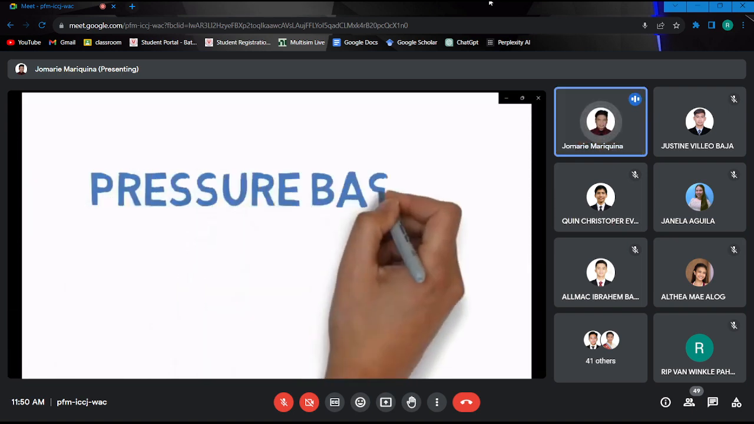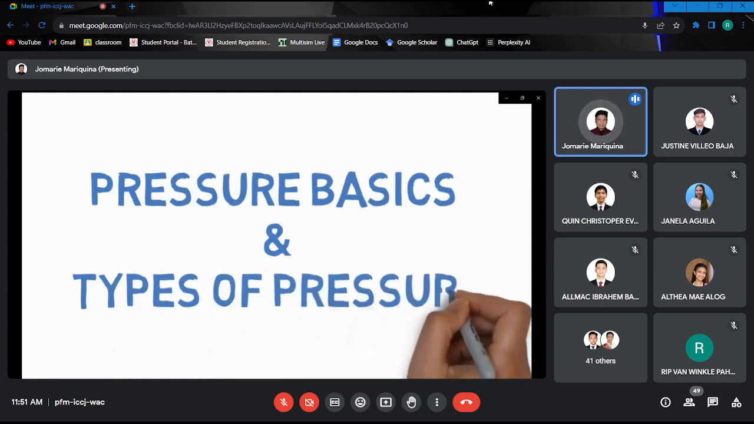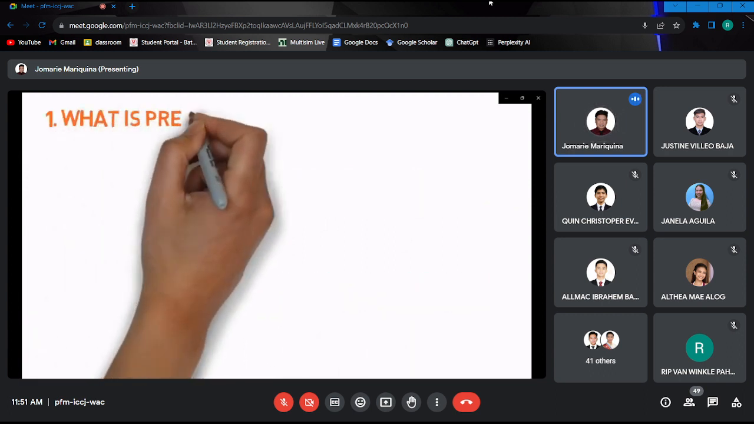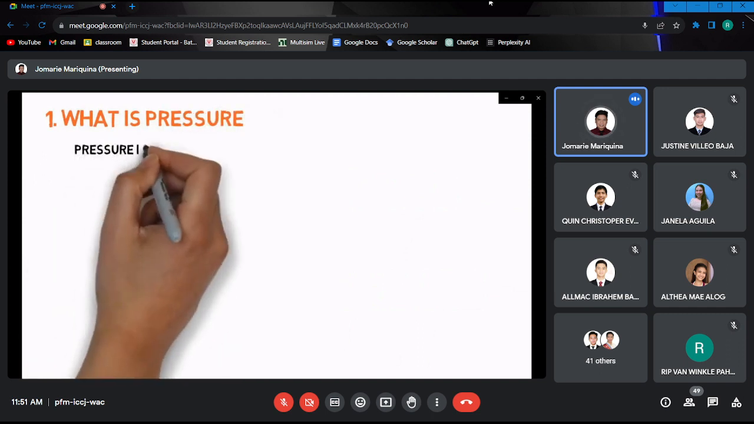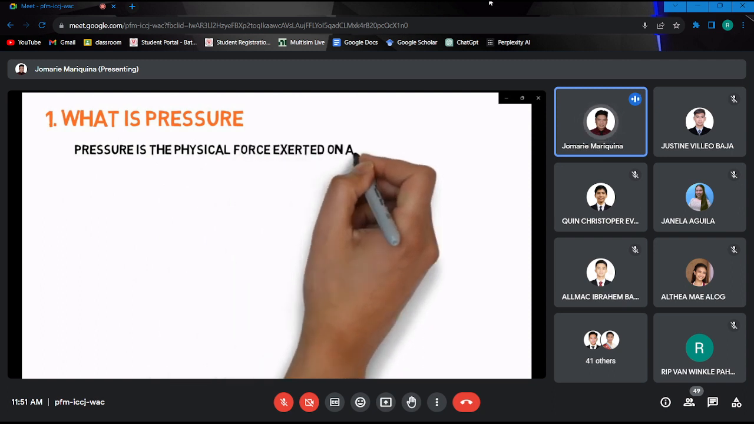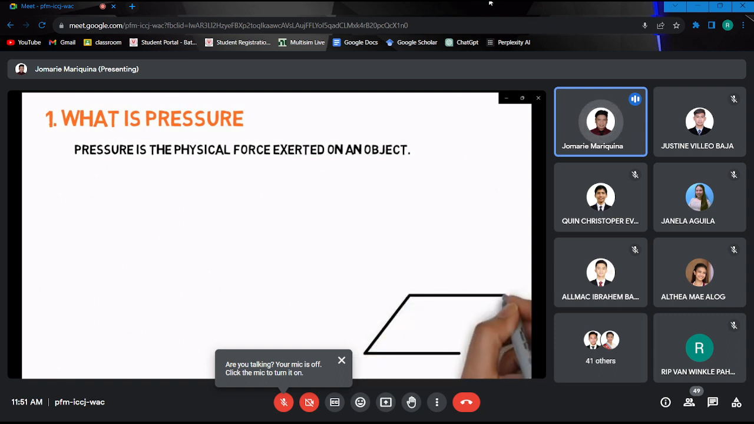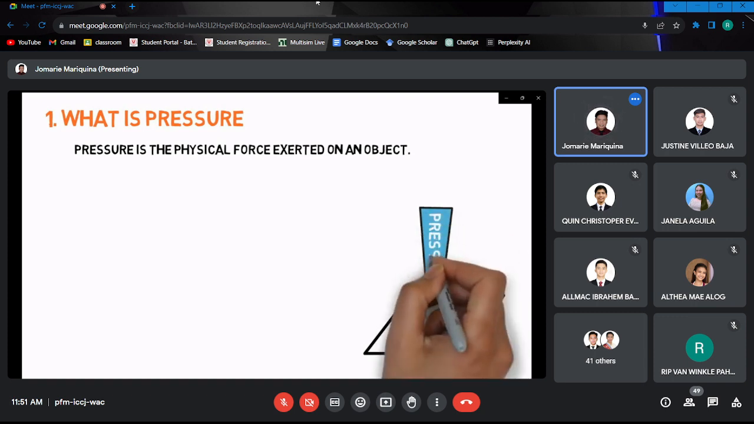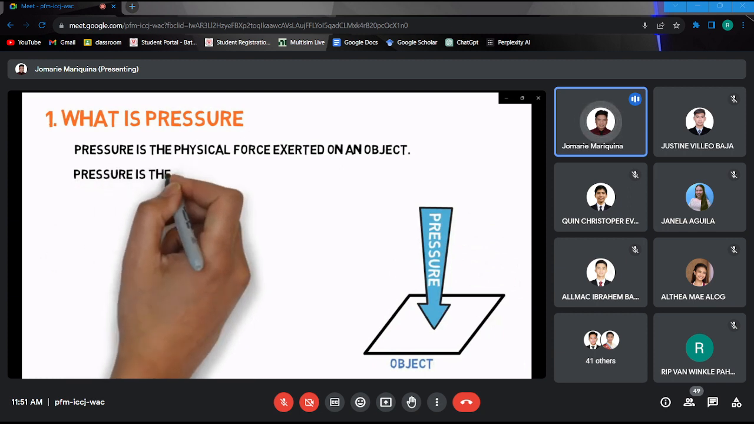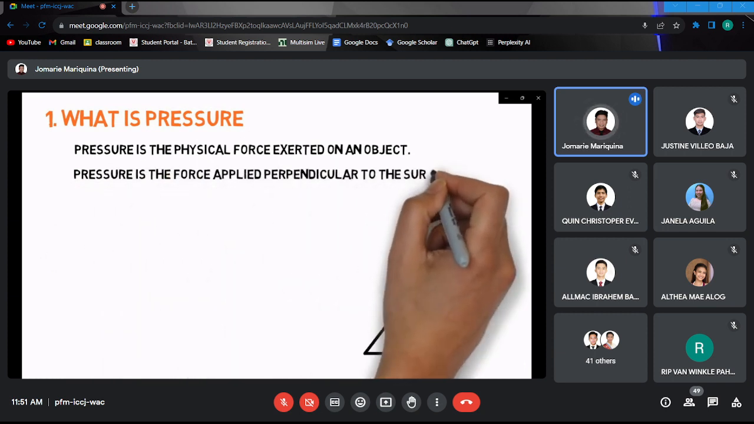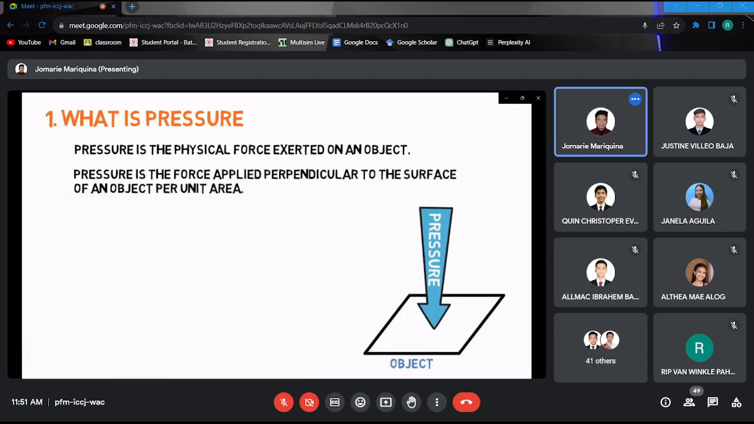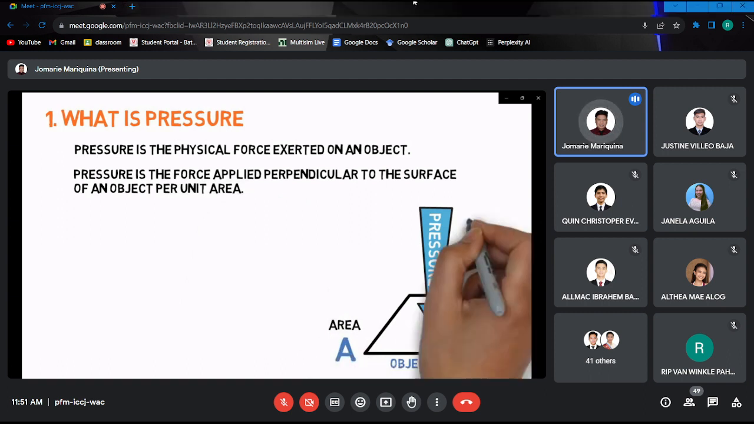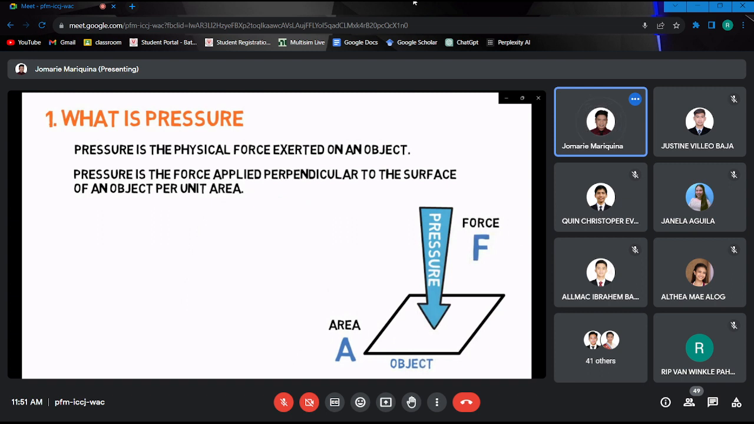In this video, we are going to see about pressure basics and types of pressure. What is pressure? Pressure is the physical force exerted on an object. Consider an object on which a force is acting perpendicular to the surface. Pressure is the force applied perpendicular to the surface of an object per unit area. Area is A, force is F, and pressure is P. Pressure is equal to force divided by area.